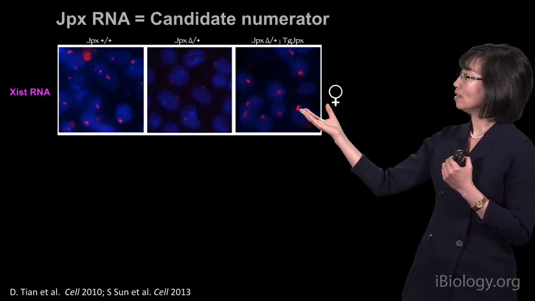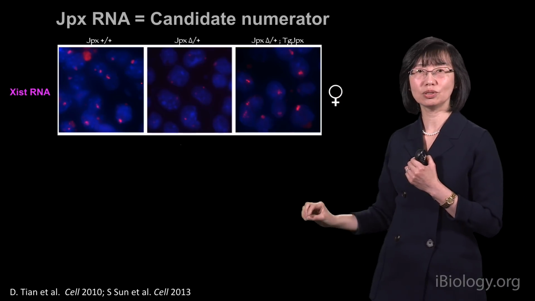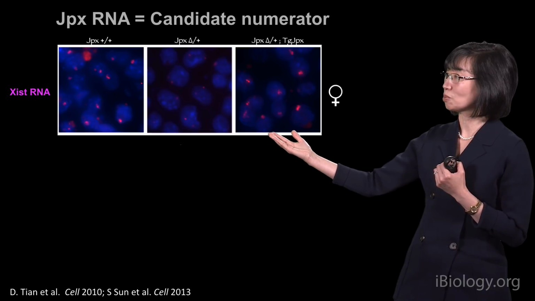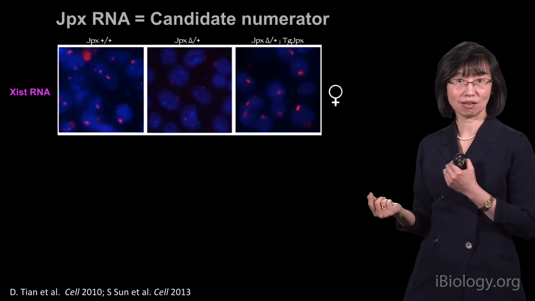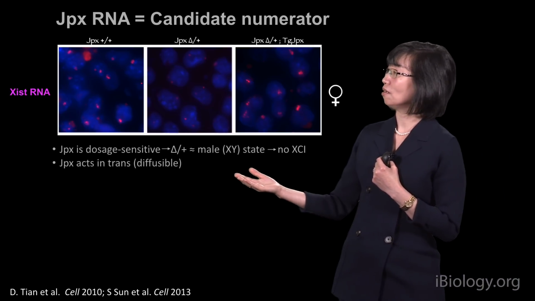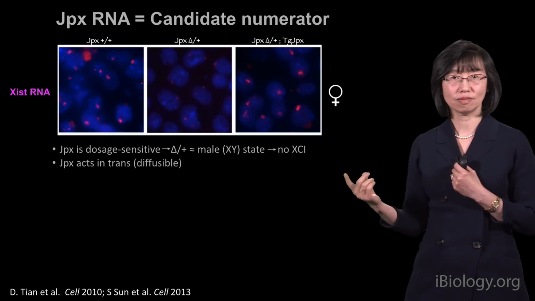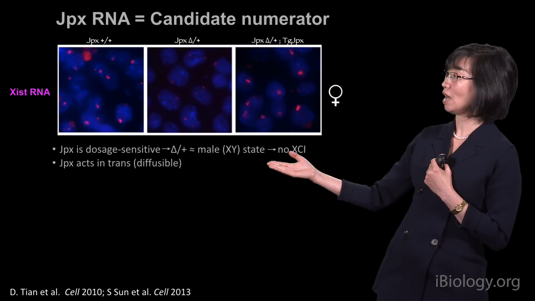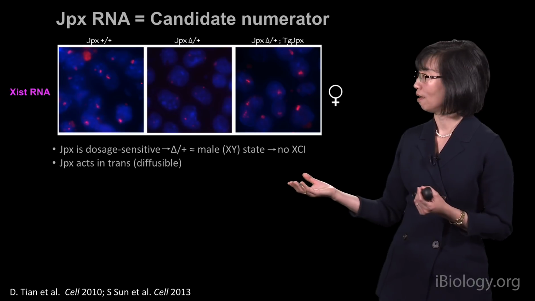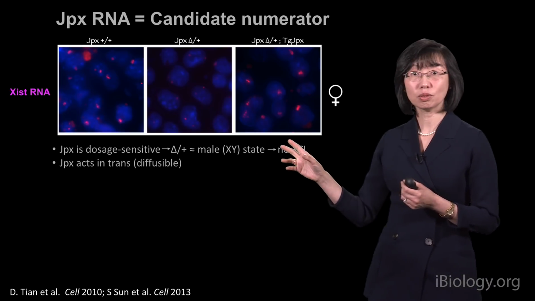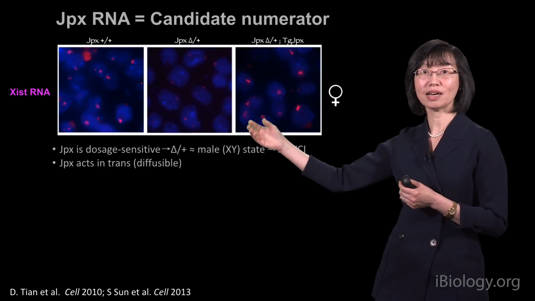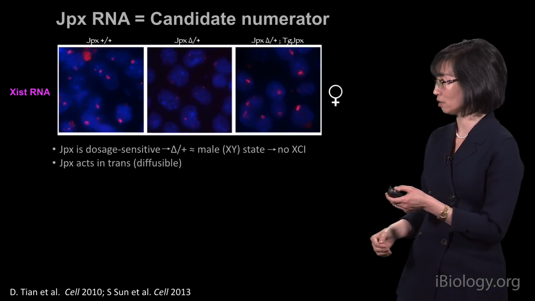However, if we then take a copy of Jpx and insert it into another chromosome, an autosome, we rescue this expression of Xist in the same female cells. Okay, so these experiments tell us two very important things. First of all, Jpx is a dosage-sensitive element. So by removing one copy of Jpx in these female cells, the female cells start to behave like a male cell. And furthermore, Jpx is diffusible because we put the gene on an autosome. That autosomally produced Jpx will rescue Xist expression on the X chromosome.